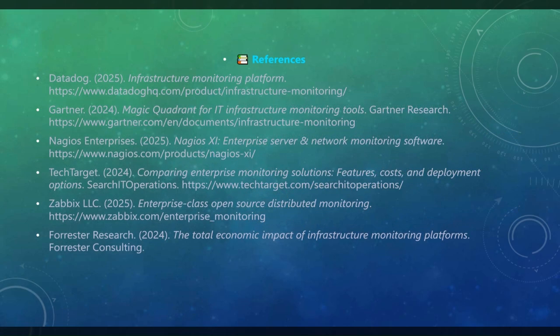All the information I used comes from trusted tech sources. The full references are listed here below.